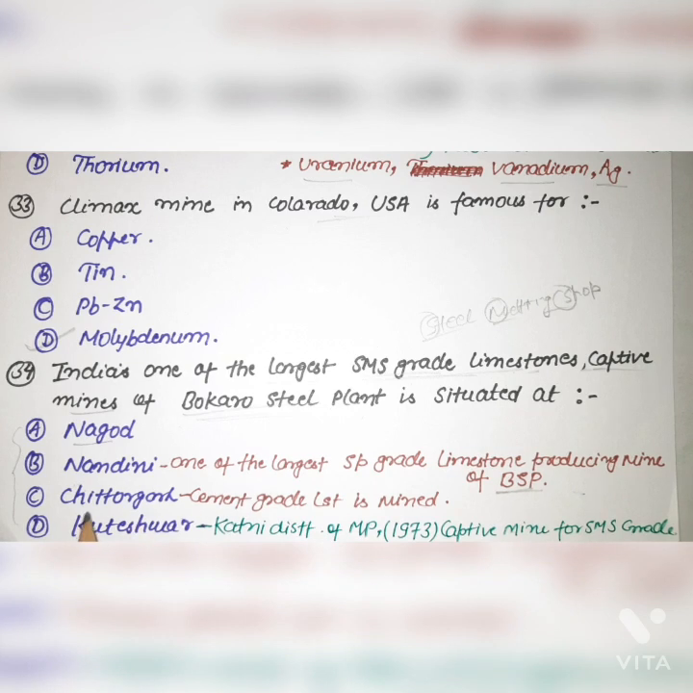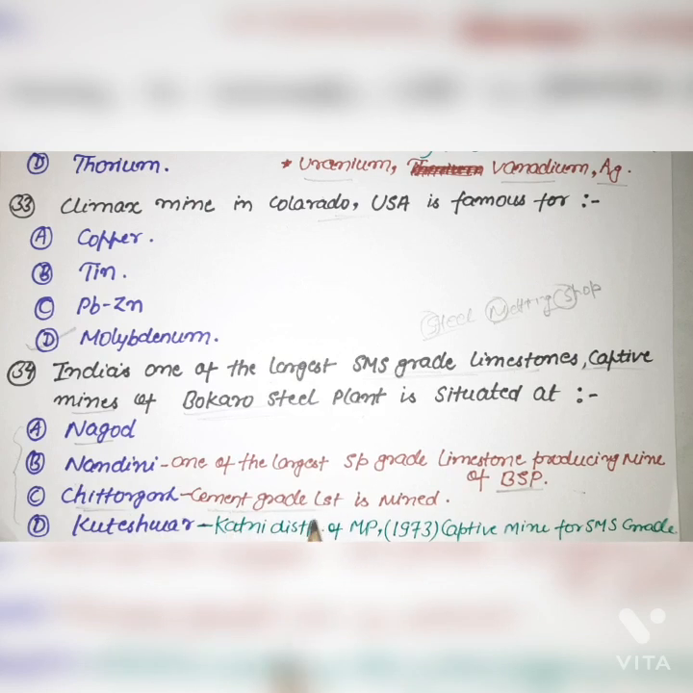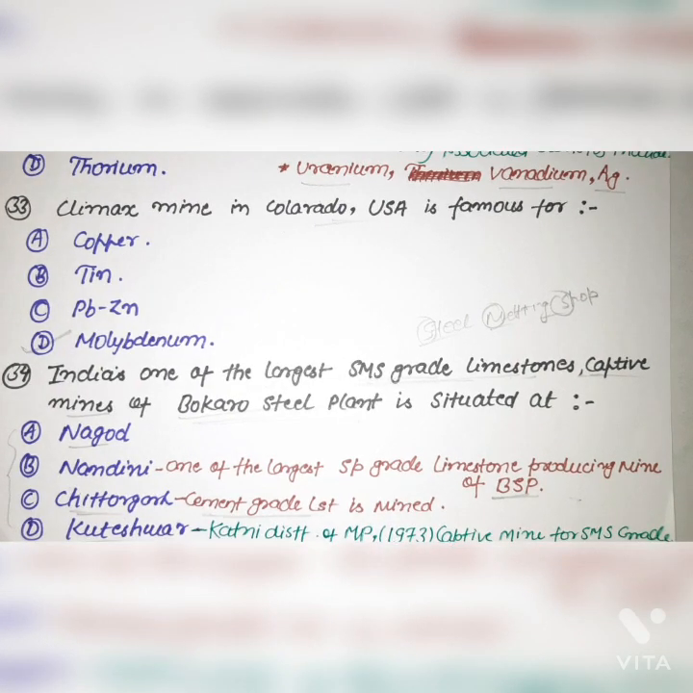Next one is Chittorgarh mines. Chittorgarh limestone mines produce cement grade limestone, and the question is asking about SMS grade limestone. Next one is Kuteswar. Kuteswar limestone mines are situated in Katni district of MP, established in 1973 by SAIL, and this is one of the captive mines for SMS grade limestone that produces limestone for Bokaro steel plant.